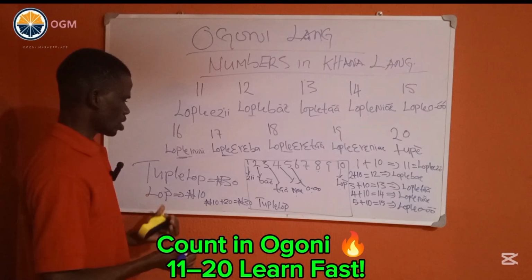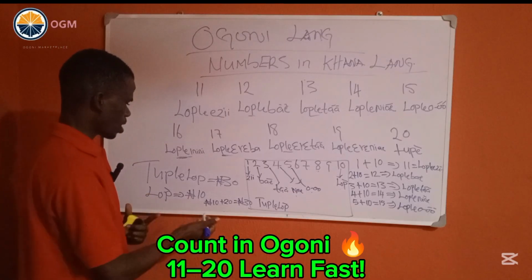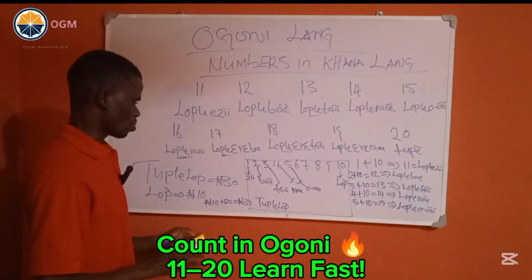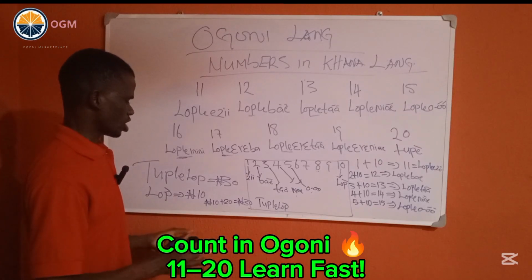as if you are buying something. For example, if you are buying something in the market, you know how to make change in pure Ogoni kind of language, how to calculate your money and make some change, local change in the market.